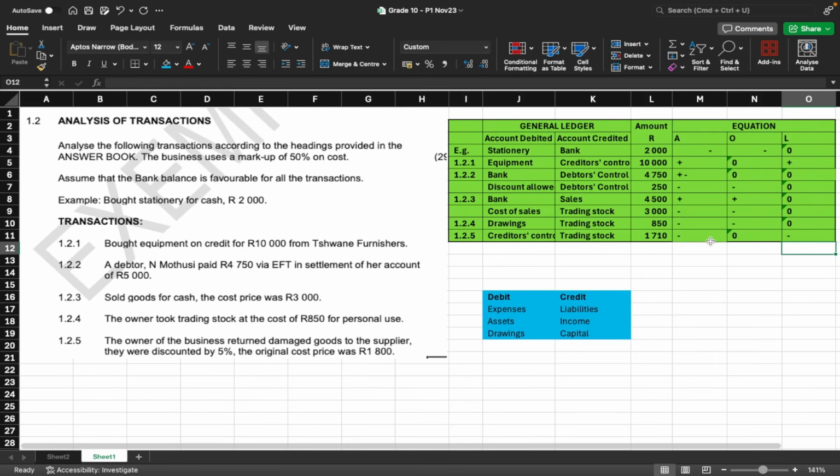And you can see my assets still equals my equity plus liabilities, because you can see owner's equity is 0, my liability is a negative, and my asset is also a negative. And that is how you do the analysis of transactions, or the accounting equation, and how you do your debits and your credits.